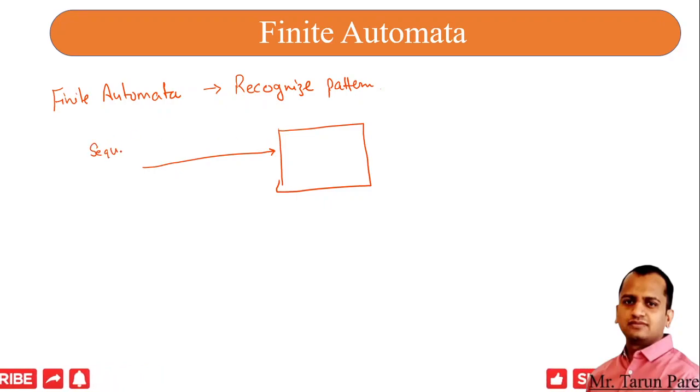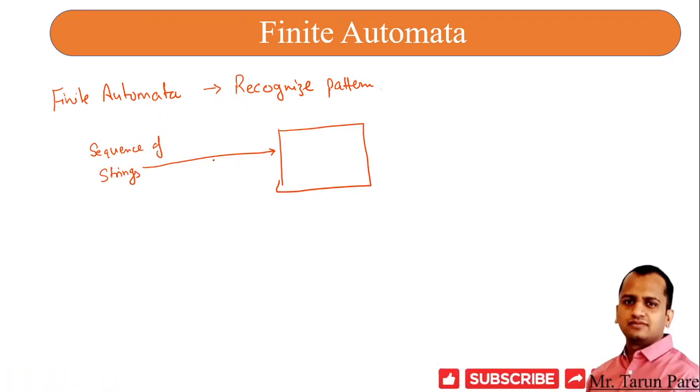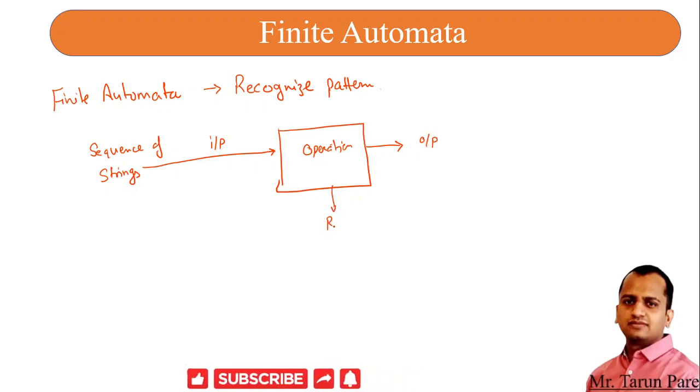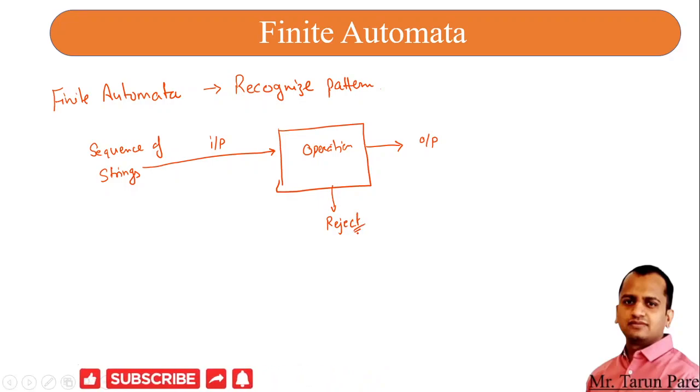Sequence of strings were given as an input. Okay, here some operations were performed, and from these operations, if it matches, then it will give the output, otherwise it will halt or it will reject. Fine. So this is about the finite automata.